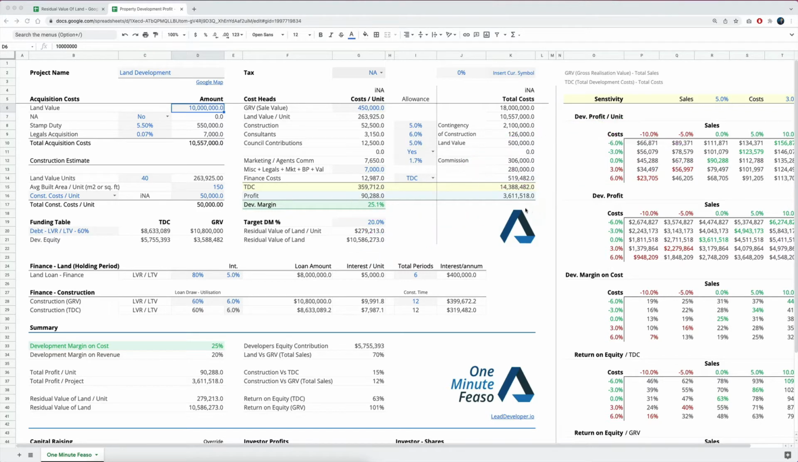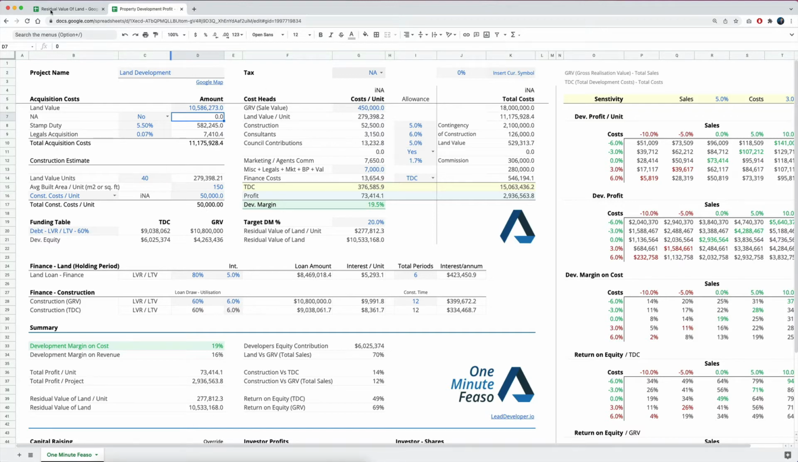So if I was to change this, for example, right now we look at this and we know that at 20%, I can still afford to pay 10.5 million for this block of land. If I change this value to, let's say, 10,586,273, you'll see that my development profit is going to come very close to the 20% mark right here. So this is what I can afford to pay for this block of land, based on the assumptions that I have made, based on the highest and best possible use for the site.